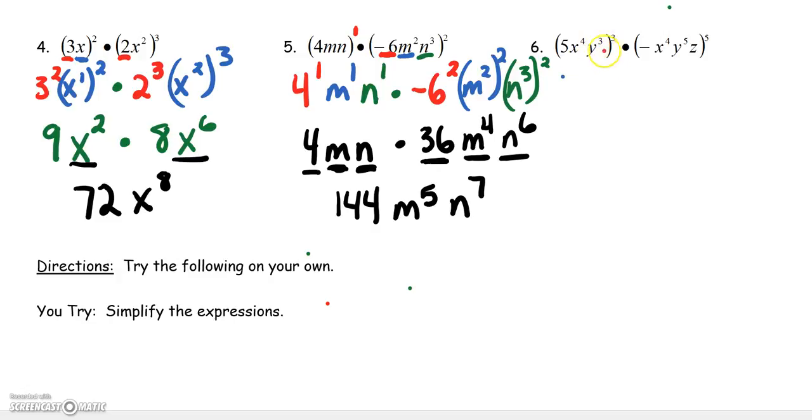Almost there. Number 6. We'll start with the first expression. 5 to the 3rd power, x to the 4th to the 3rd power, and y cubed to the 3rd power.